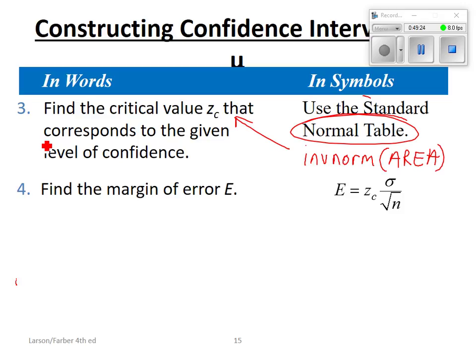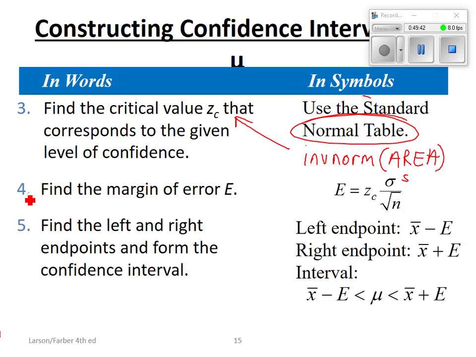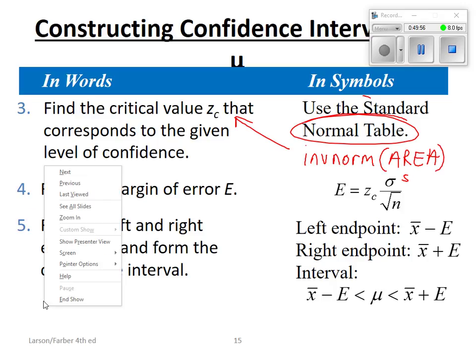Find the margin of error. We just got done doing that. E equals, E doesn't equal MC squared, so don't think that. This is the wrong E. All right? E equals CC times sigma over square root of n, where sigma, again, is probably going to be S. Then take your X bar, subtract off your margin of error, take your X bar, add the margin of error, and that gives you the two numbers for your interval ends.